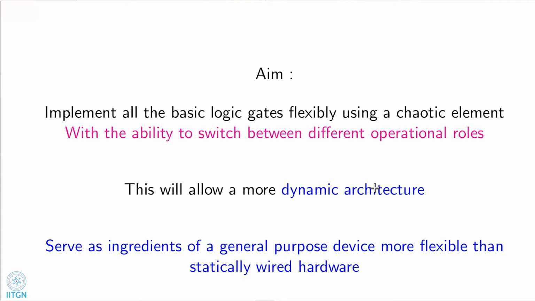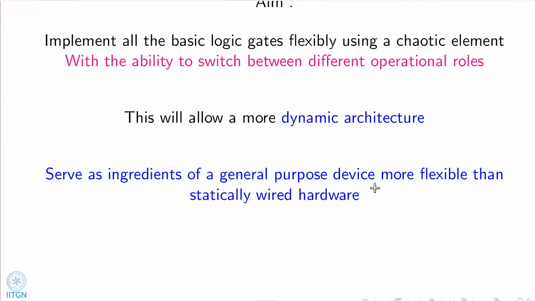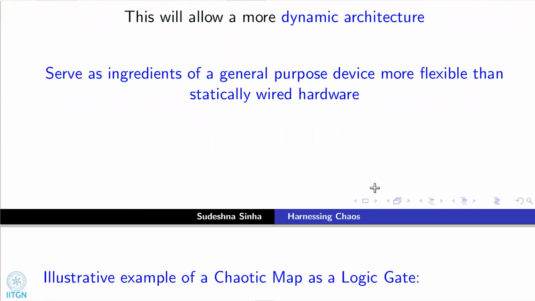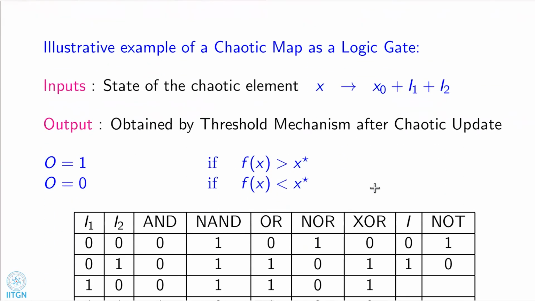But here everything could actually change its functionality, and that would be a fun thing. So here is an illustrative example. Again, I thought I would just do it with a map, because it's easy to just see it. Now, let's take the simplest idea. Say the state of an element is X.